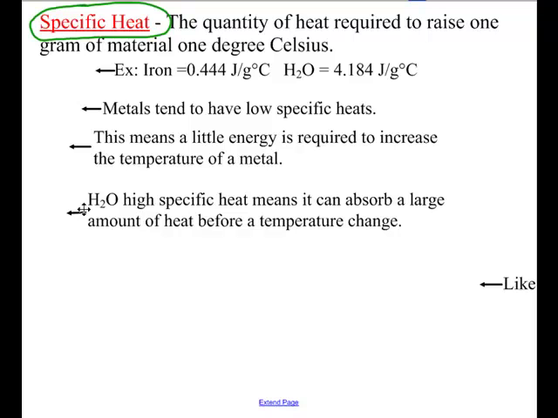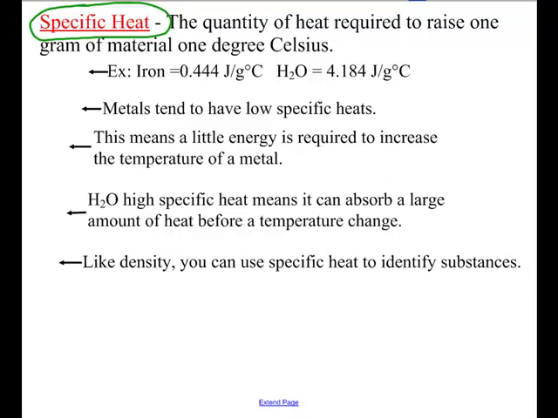Water, the high specific heat means it can absorb a large amount of energy. Now, these two values you have up here, the specific heat of iron and water, we can use like a density. Whereas you could find out a mass and a volume of a substance and calculate its density and figure out what metal it was, we could do exactly the same thing with specific heat. And it turns out we're going to do that.